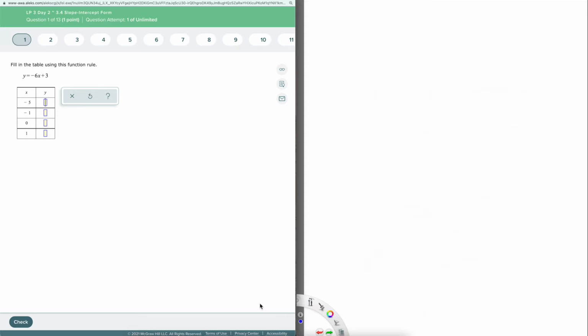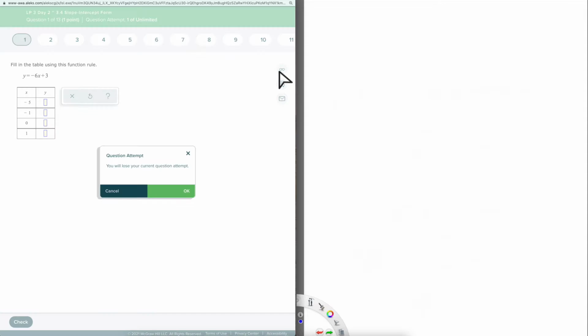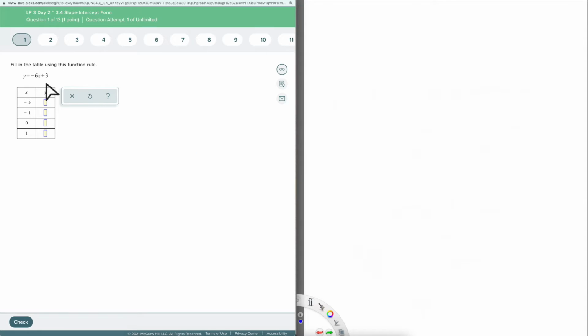So, fill in the table. Before we get there, let's go over these pieces. We have explanation, example, and message center. Explanation tells me I'm going to lose my question attempt because it's quite literally going to explain this question to me. It's not going to give me an example, it's going to actually explain this one. It's going to give me the answers. So it's not going to give me the answers and then let me come and type them in. It's going to have me come in on another attempt to do that.